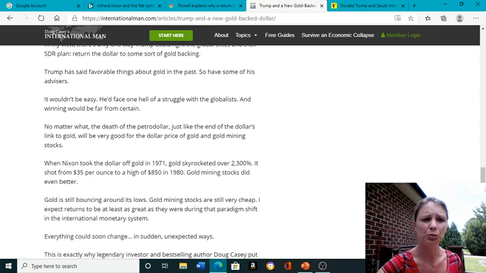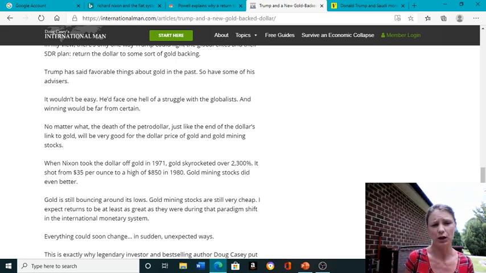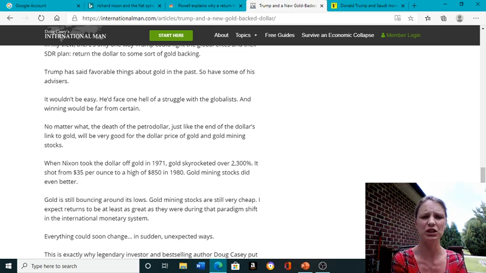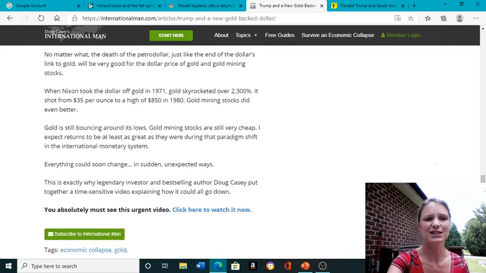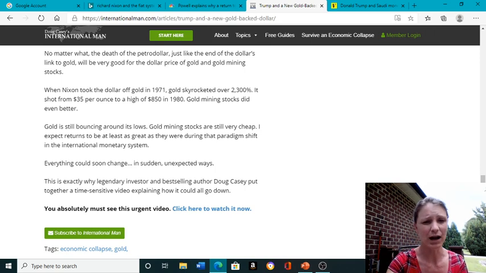Okay, so no matter what, the death of the petrodollar, just like the end of the dollar's link to gold, will be very good for the dollar price of gold and gold mining stocks. When Nixon took the dollar off gold in 1971, gold skyrocketed over 2,000%. It shot from $35 an ounce to a high of $850 in 1980. Gold mining stocks did even better. Gold is still bouncing around its lows. Gold mining stocks are still very cheap. I expect returns to be at least as great as they were during the paradigm shift in the international monetary system. Everything could soon change in sudden, unexpected ways.